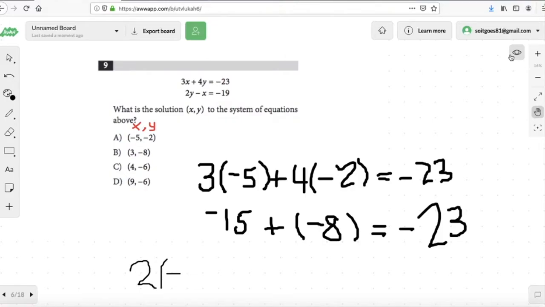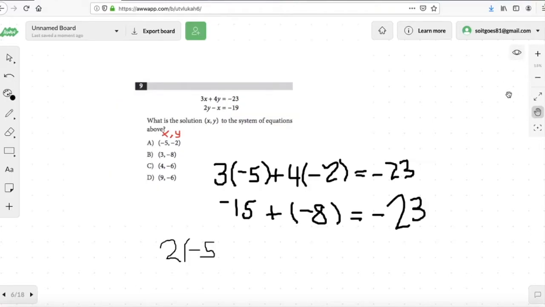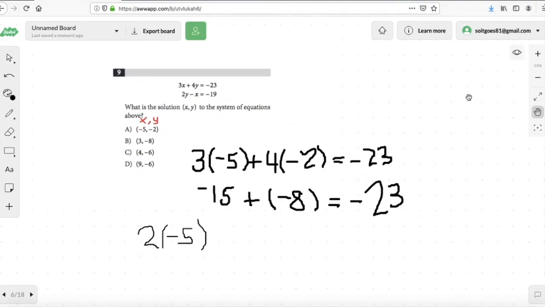All right, but now we also have to plug into the bottom equation. We can't just stop there. Hold on, just a second. It's 2 times y, and what's the y value? The -2. -2, right? Not -5. That's where they get you sometimes.